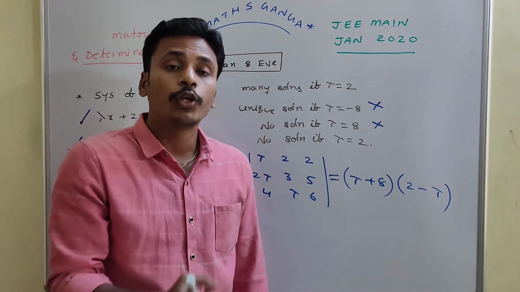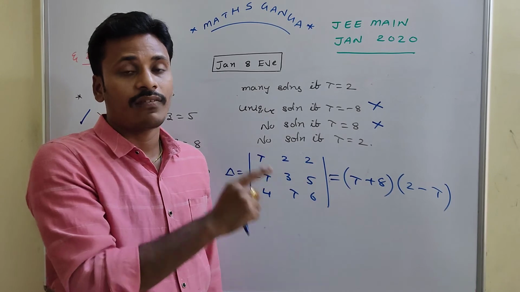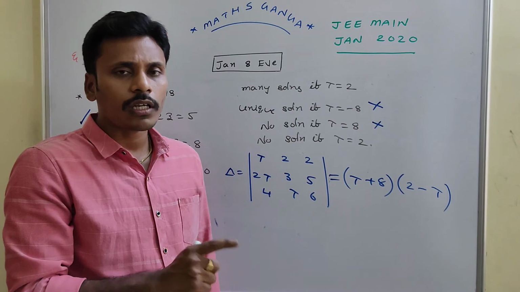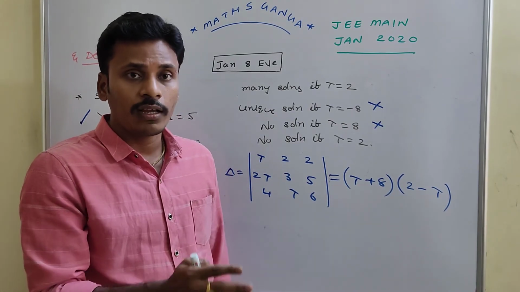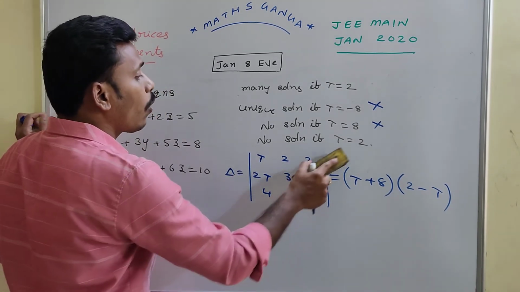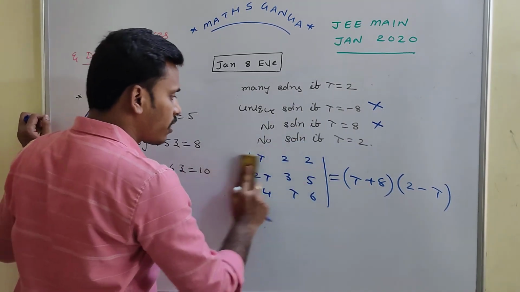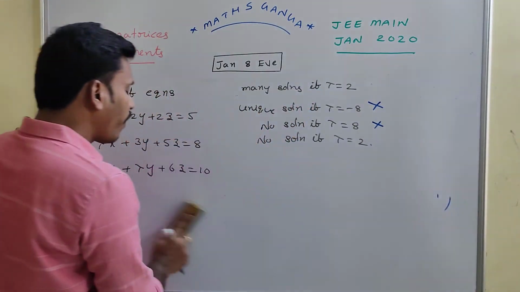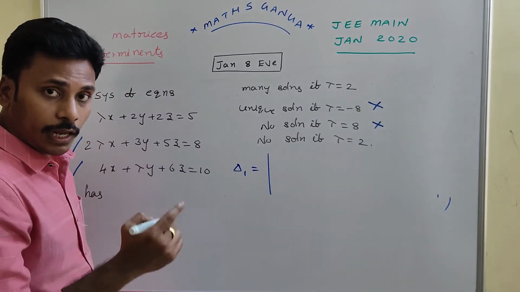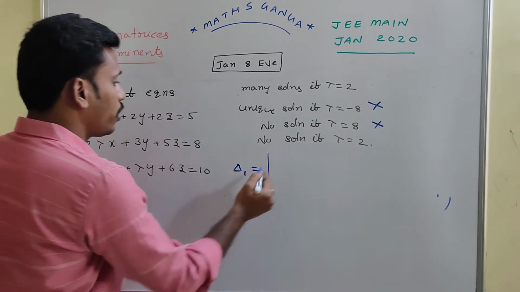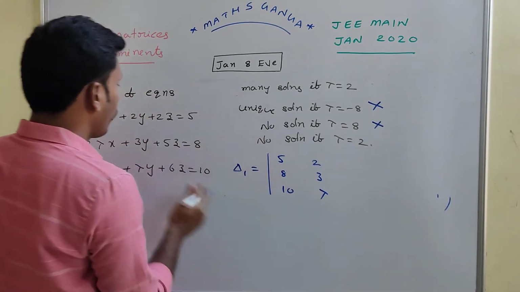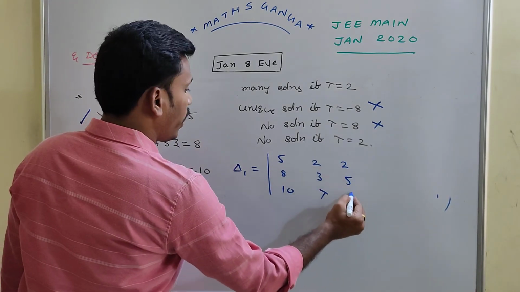Then to decide that, you need to find other determinants like delta 1, delta 2 and delta 3. If that delta 1 is again 0, you will get infinite solutions, or otherwise you will get no solution. At the end, what I am going to conclude is, we need to check whenever lambda is equal to 2. Just leave that and try to find delta 1. What is delta 1 actually? Delta 1 means you replace the x terms with the constants 5, 8, 10, and the y coefficients are 2, 3, lambda, whereas the z terms are 2, 5, 6.